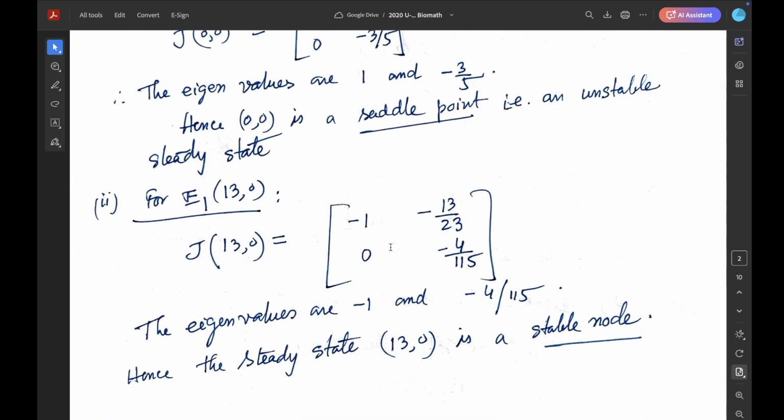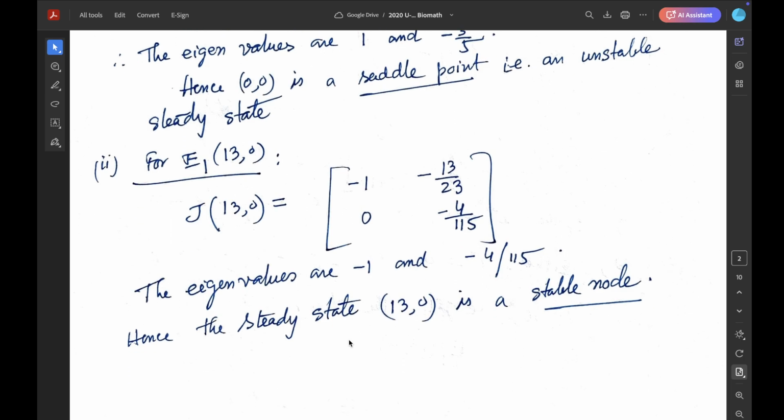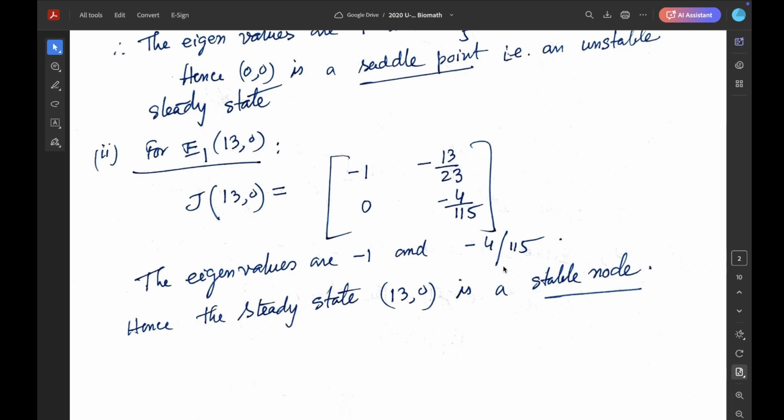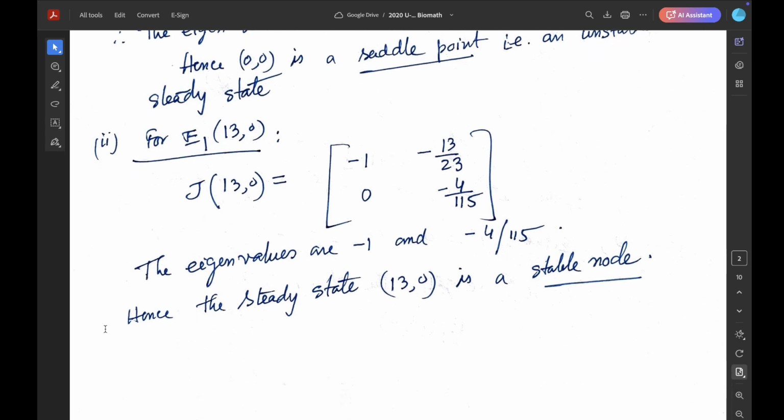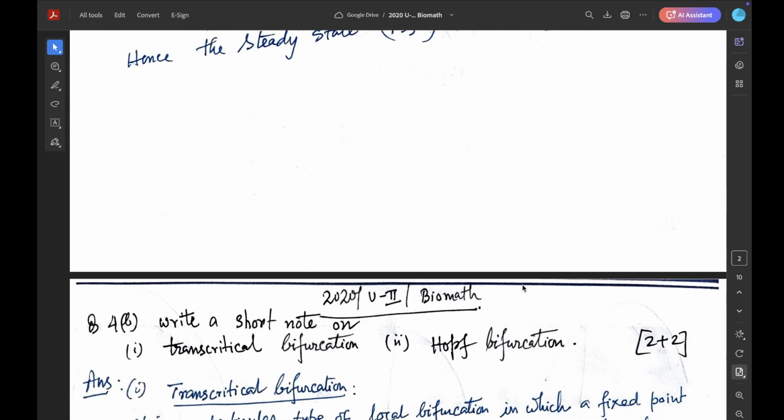We get this upper triangular matrix, and its eigenvalues are minus 1 and minus 4 by 115, and so both are negative. So the steady state (13, 0) is a stable node.